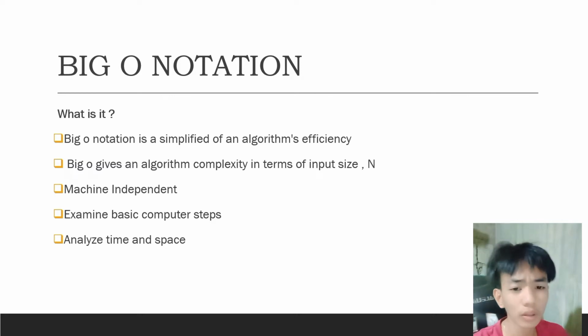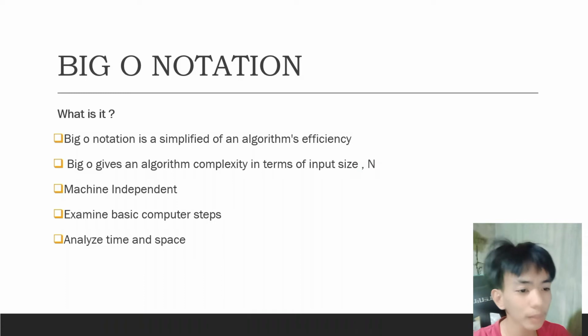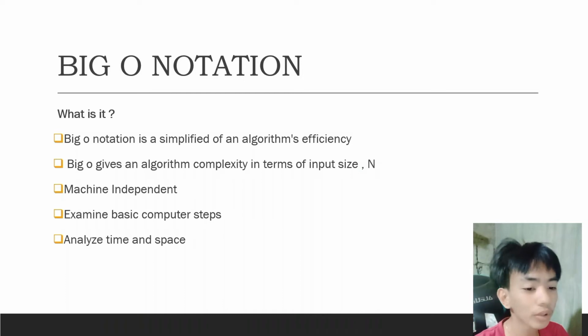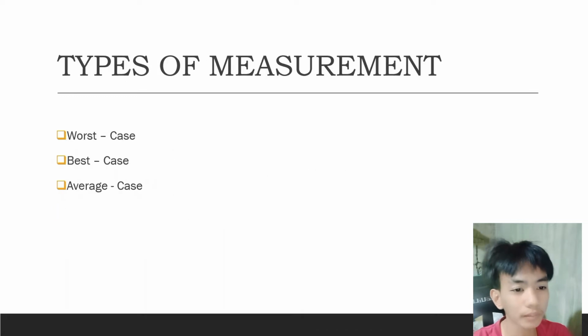Big O notation. What is it? Big O notation is a simplified measure of an algorithm's efficiency. It gives an algorithm's complexity in terms of input size n. It is machine independent, so it is not dependent on machines, and Big O examines basic computer steps and also analyzes time and space.